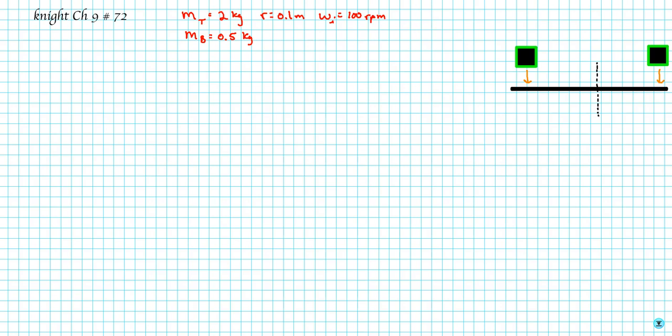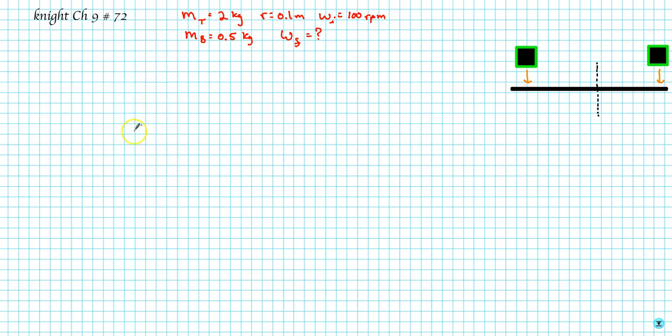So I drew a little picture, looking at it face-on. Here would be our turntable, and here are the two blocks that are going to get dropped onto the turntable. I wrote our given information: a 2 kilogram turntable. They said the diameter was 20 centimeters, so the radius would be 10 centimeters or 0.1 meters, always remembering to convert to meters. Here is the initial angular speed, and here is the mass of each block. We want to know the final angular speed of our setup.